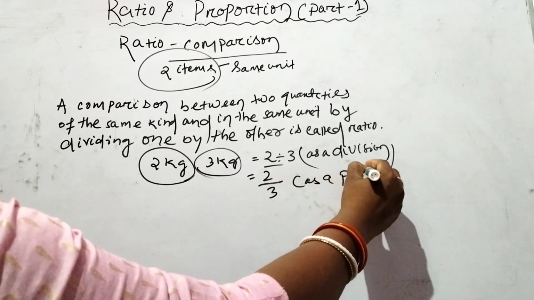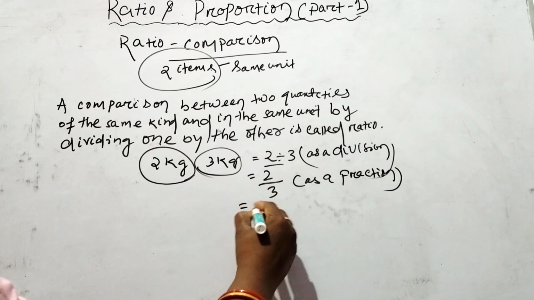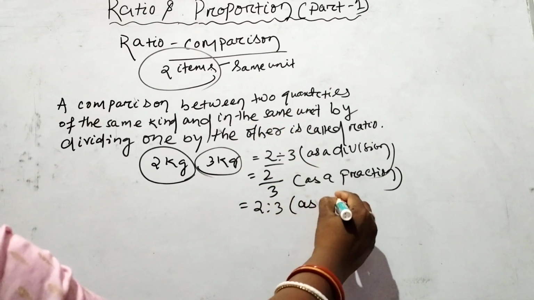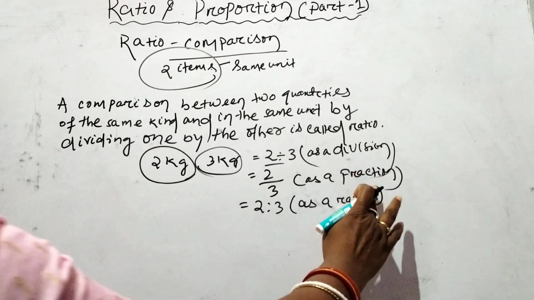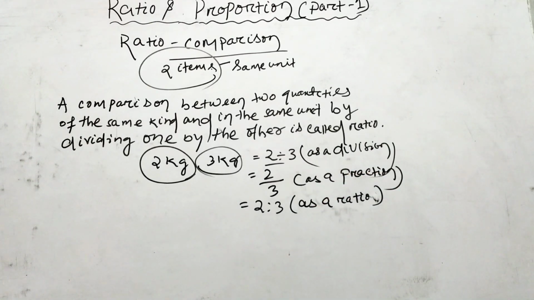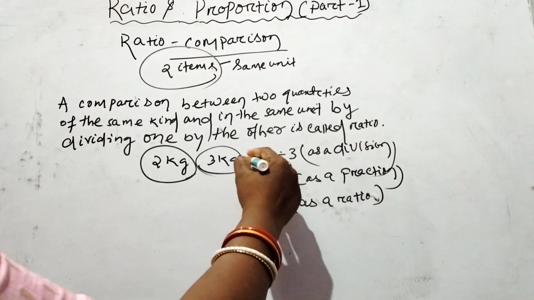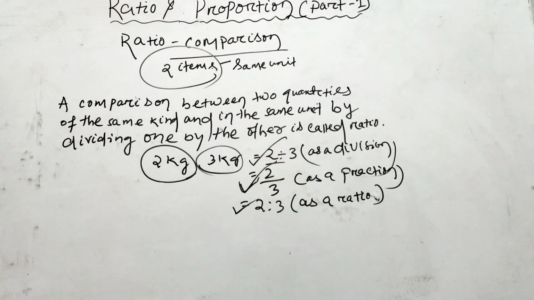Then we write it as a fraction, and now 2:3 is the ratio. That means when we compare, we first write in the division form, then in the fractional form, then in the ratio form.